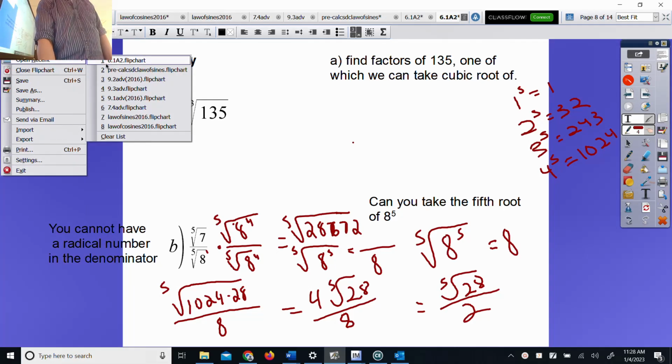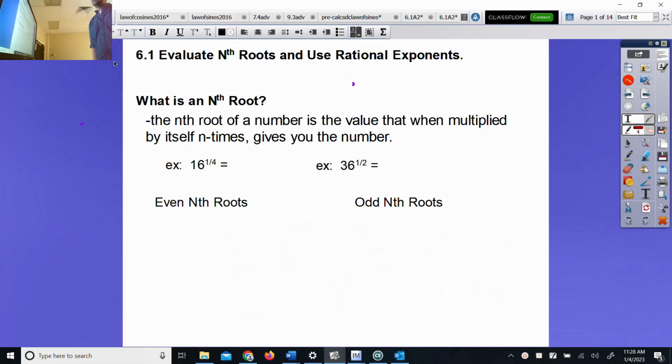So this is the beginning of Unit 6. I hope to finish it up sometime next week. We'll see if that happens or not. But it starts off with something titled Evaluate Nth Roots and Rational Exponents.